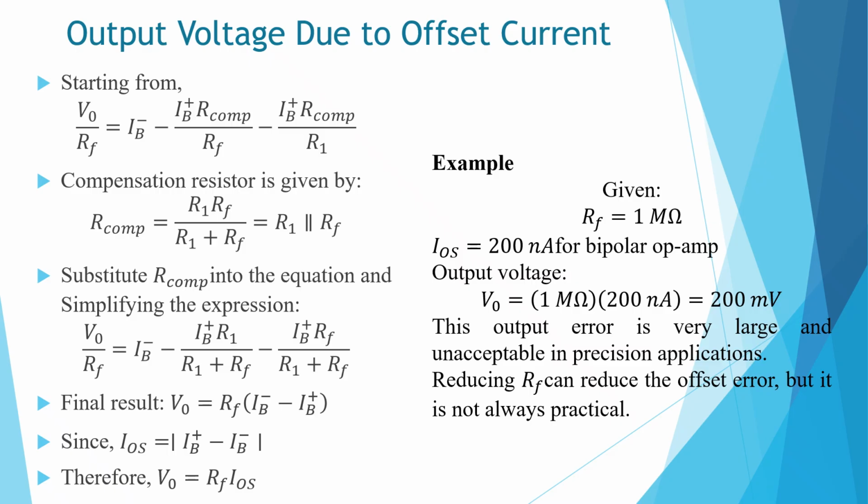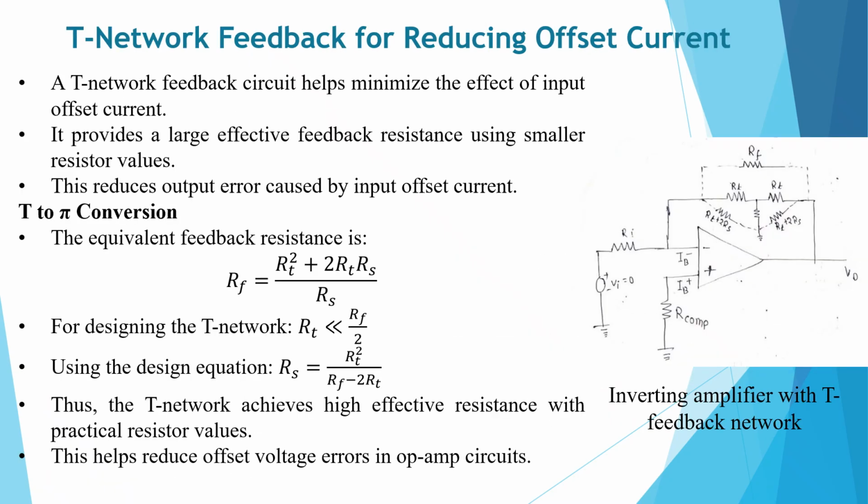Now consider an example. If the feedback resistance is 1 mega ohm, and the input offset current for the bipolar op-amp is 200 nanoamperes, then the output voltage becomes Vout equal to 1 mega ohm into 200 nanoampere, which is equal to 200 millivolt. This output error is quite large and unacceptable for precision amplifier application. Although reducing the feedback resistance can minimize the offset voltage, keeping RF very small is often difficult in practical circuit designs.